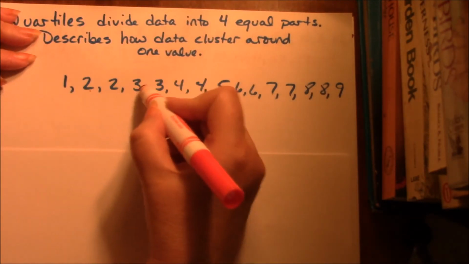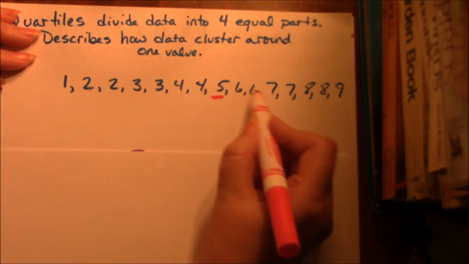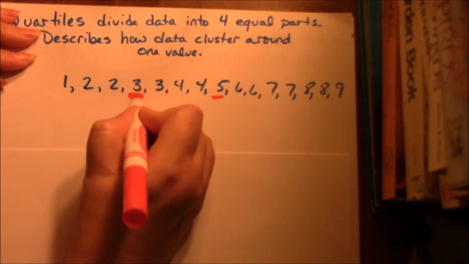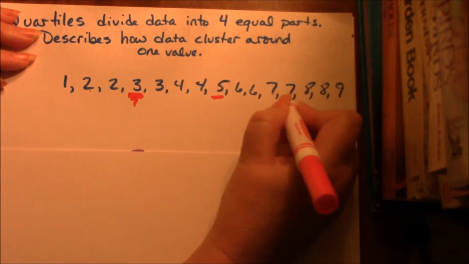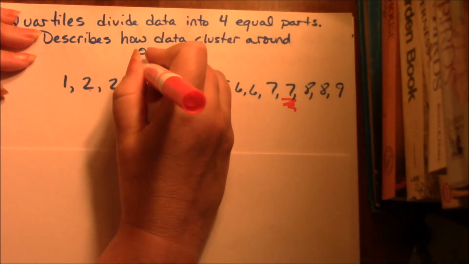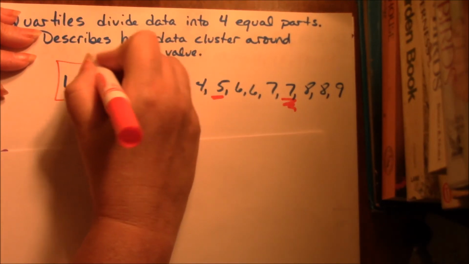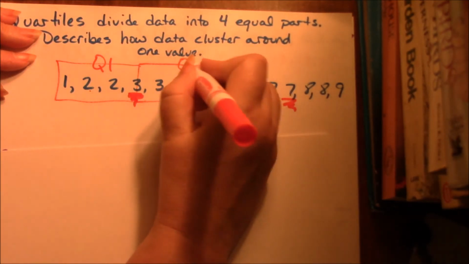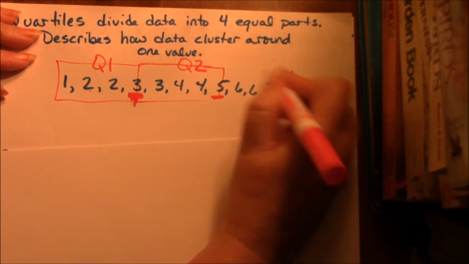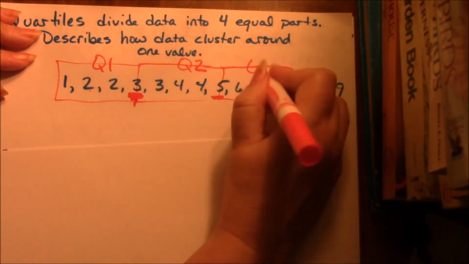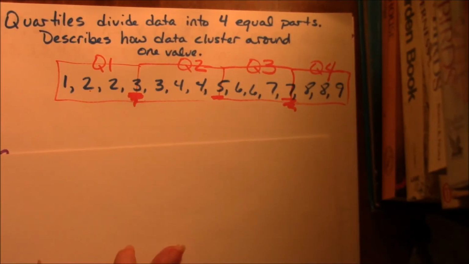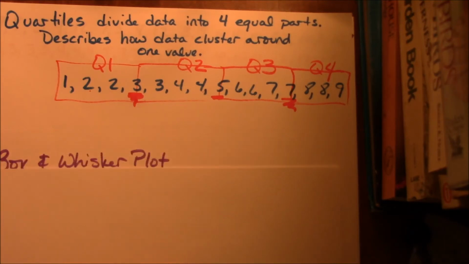So 1, 2, 3, 4, 5, 6, 7, and 1, 2, 3, 4, 5, 6, 7. So our middle number is 4 here, and 1, 2, 3, 4 here. So this is quartile 1, and this is quartile 2, and this is quartile 3, and this is quartile 4. I've got 4 basic sections of this list.